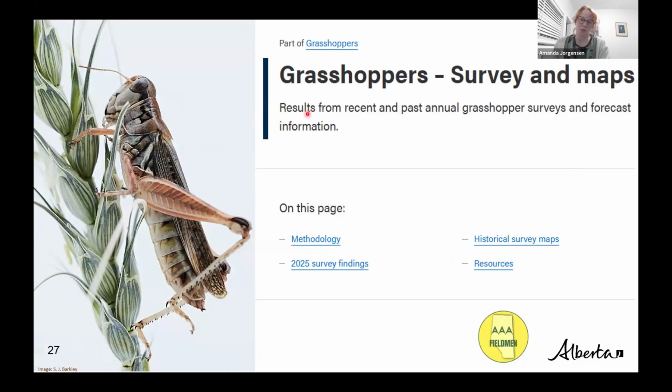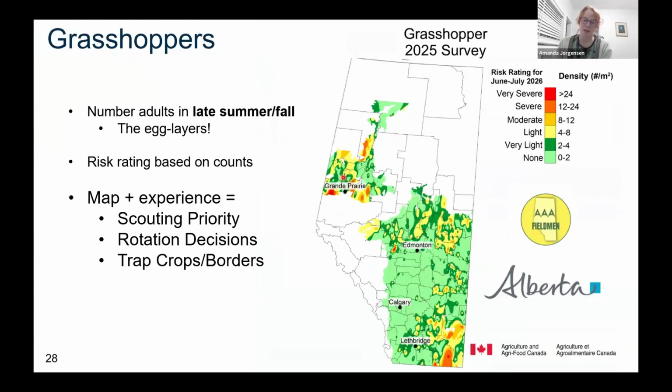So we'll move on to our grasshopper survey. And this is a survey that is conducted by the Association of Agricultural Fieldmen. And if it wasn't for them, we would not be able to get a survey of this quality and quantity. So for this survey map, we actually don't have the points illustrated because there's over 2,000 of them and it would be a very cluttered map. And we just show that estimation of density made from those points.